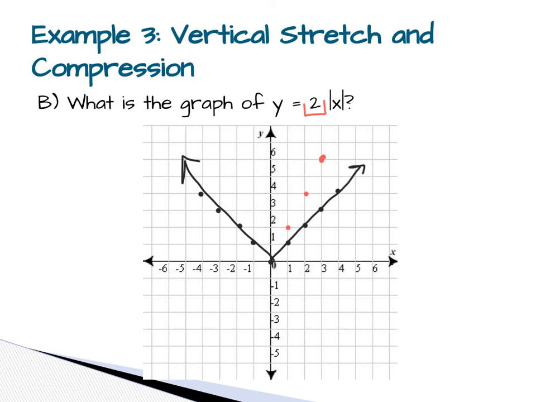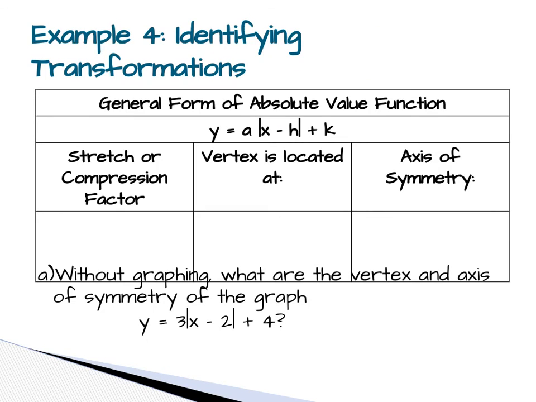Instead of being at -1, it's going to be at 2. At 1, it's going to be at 2. 2 is going to be 4. 3 is going to be 6. Now if you graph the sides of your absolute value, you notice that my graph of my function is skinnier than the parent graph, and the reason being is because I multiplied every y value by 2. I stretched it.